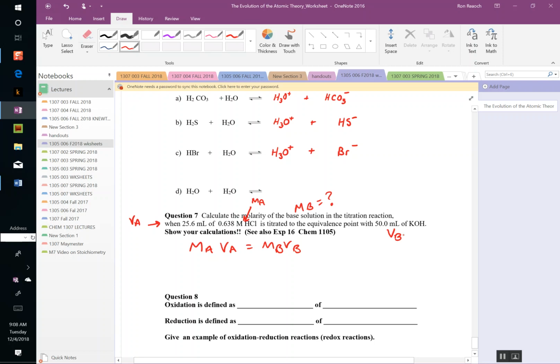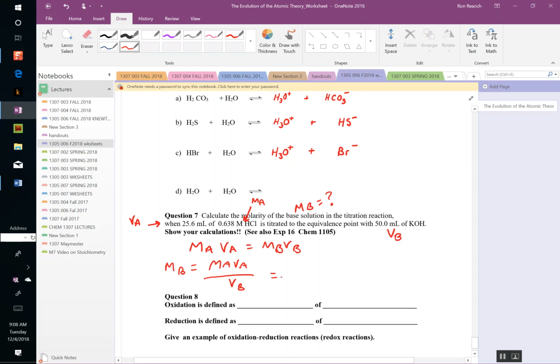All right, so now we know that MB is the unknown. So we want to rewrite this equation. MB is going to equal what? MA over VA divided by VB. Is that right?